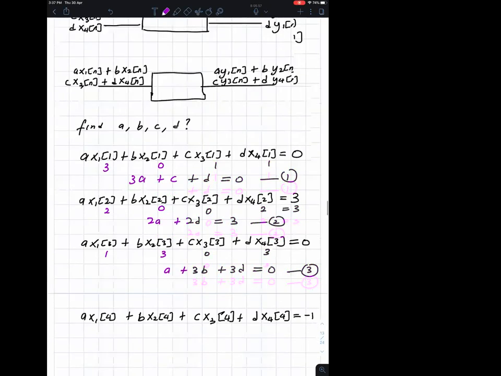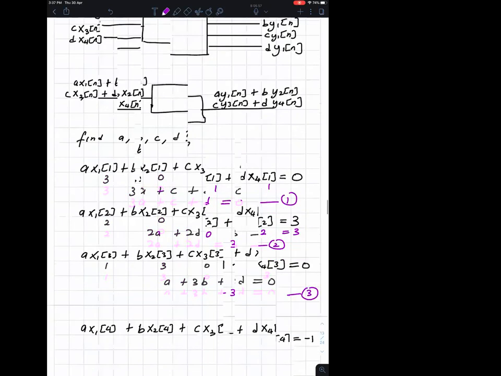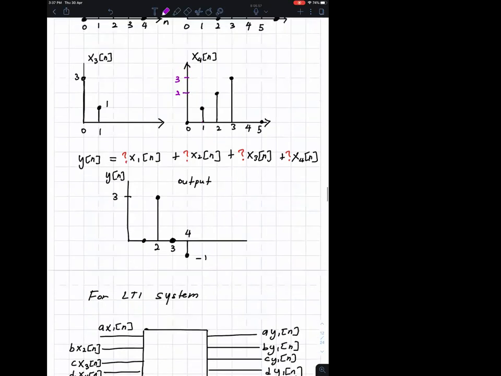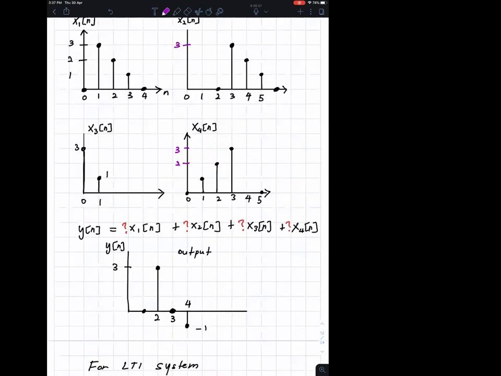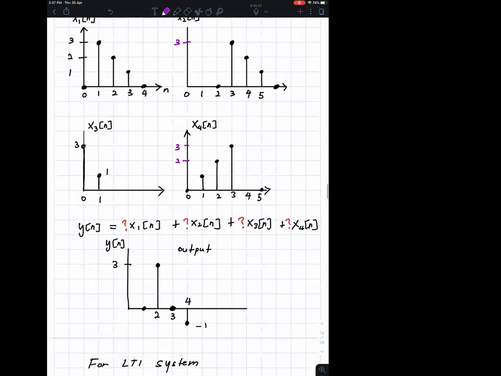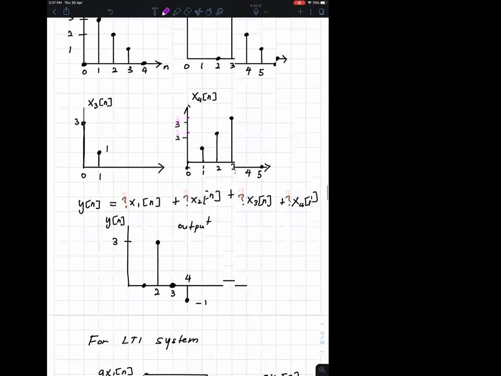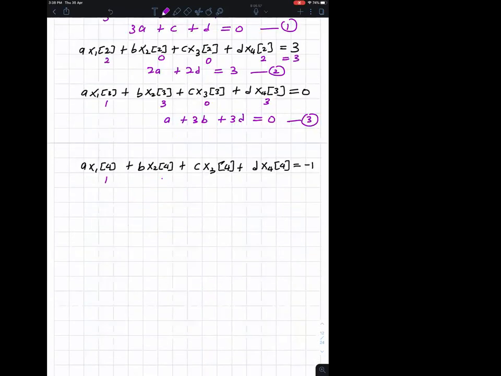So next one is x for 1. x for 1 is 1. x for 2 is 2. x for 3 is 3. So it's 1, 2, 3, 0. Am I right?